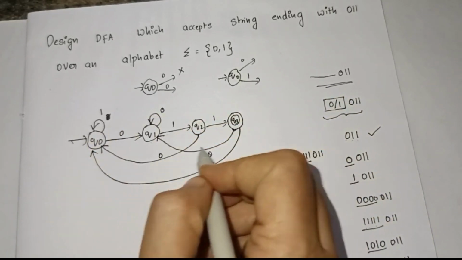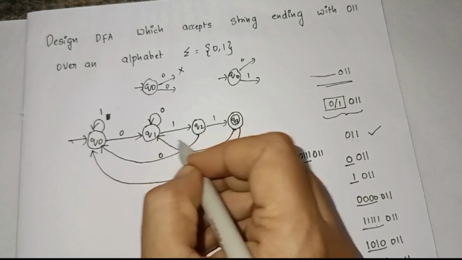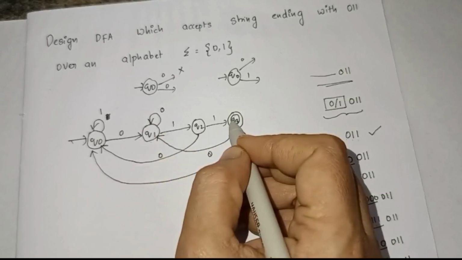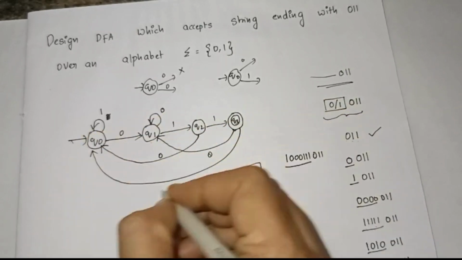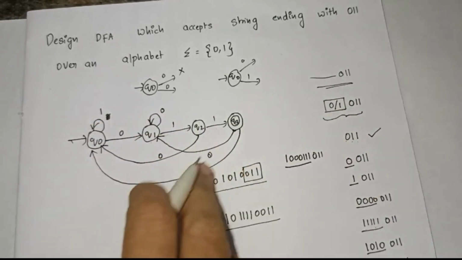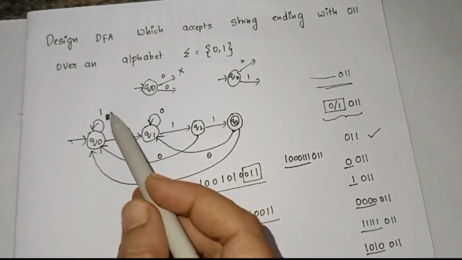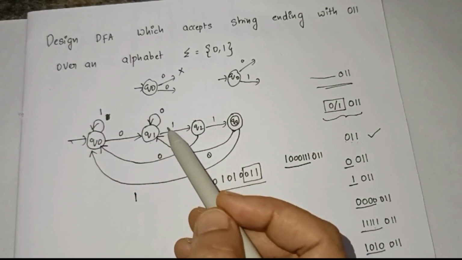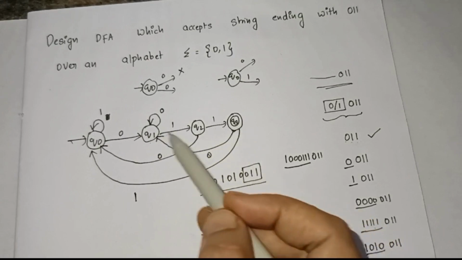Because if I take a transition from Q3 to Q1 with 1, it will end up with 1 1 1. So that is not acceptable. So better take from Q3, if it is 1, directly go to the front. So better put the transition to Q0 only. Okay, so now if you check, Q0 has transitions with 0 and 1. Q1 has transitions with 0 and 1. Q2 has transitions with 0 and 1. Q3 has transitions with 0 and 1.